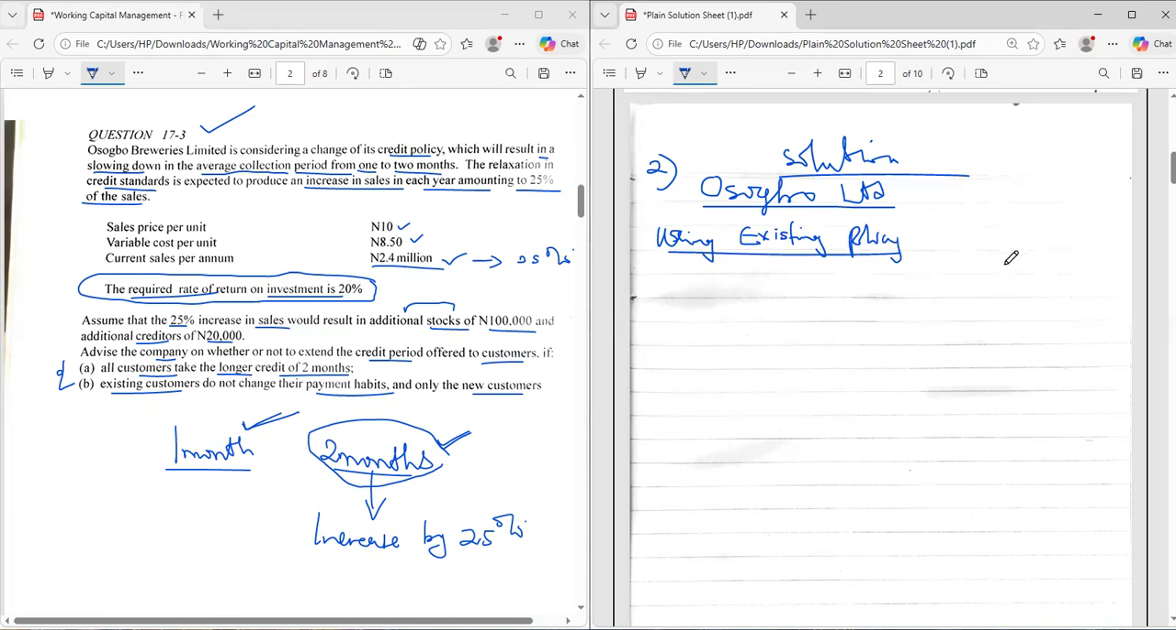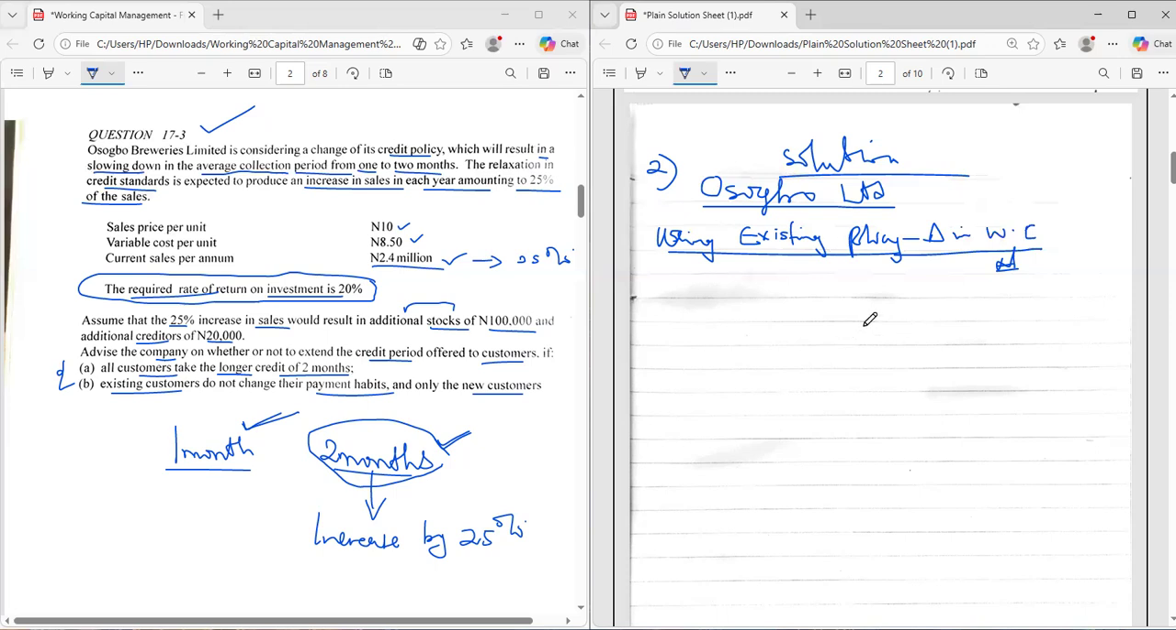All right, Naira. What do you want to calculate? We want to calculate the changes in working capital. That's what we're trying to calculate, okay? Change in working capital. Yeah. So we'll calculate the change in working capital using the existing policy, and we'll calculate the change in working capital using what? The new policy.